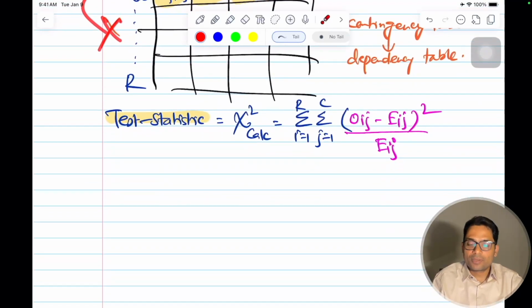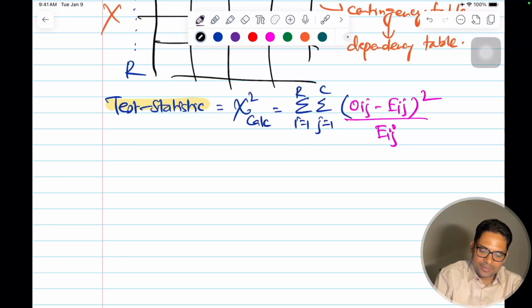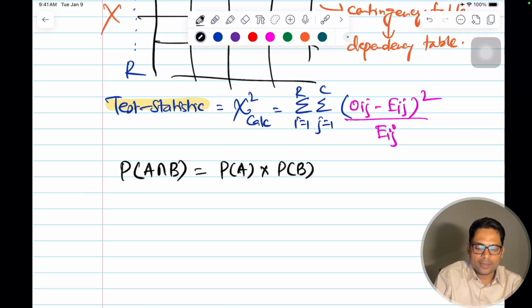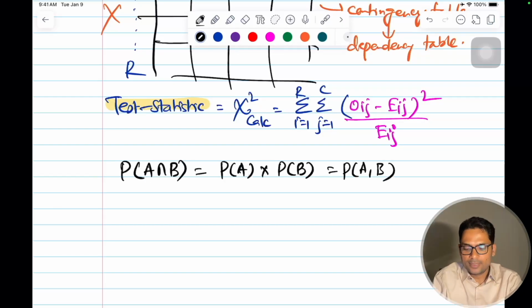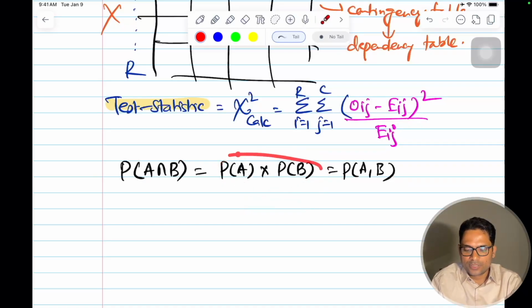So now let's revise our basic probability. If two random variables are independent, what can we say? If A and B are independent, P(A and B) is equal to P(A) into P(B). This is also written as P(A, B), the joint probability, is equal to the product of the individual marginal probabilities. So simply put, P(A and B) is P(A) times P(B) because they are independent. This is your simple formula for independence.